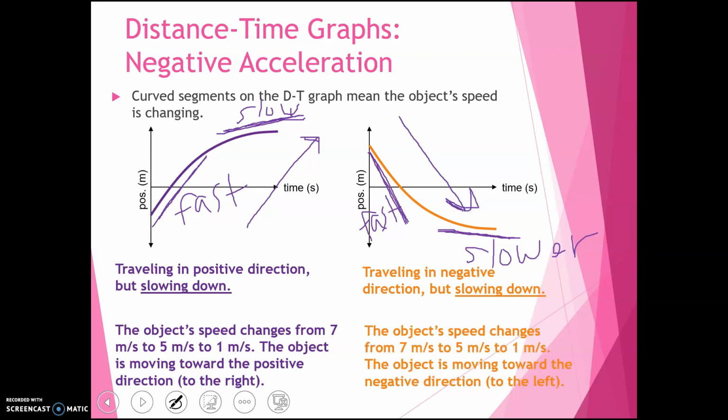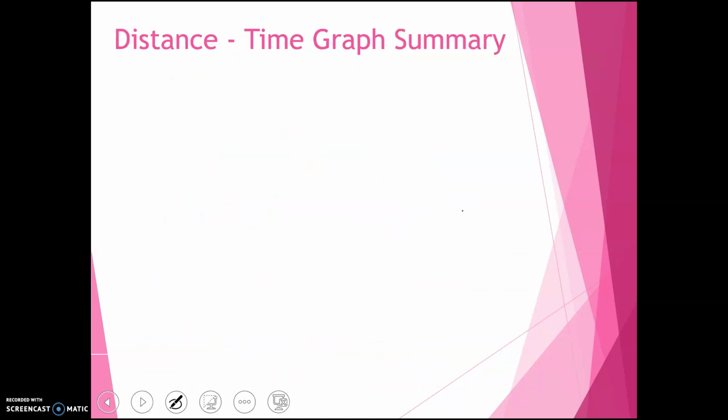So in this scenario, the object speed changes from 7 meters per second, 5 meters per second, to 1 meter per second. So as you can see, we are slowing down. The object is moving in the negative direction, so this could be to the left or south.